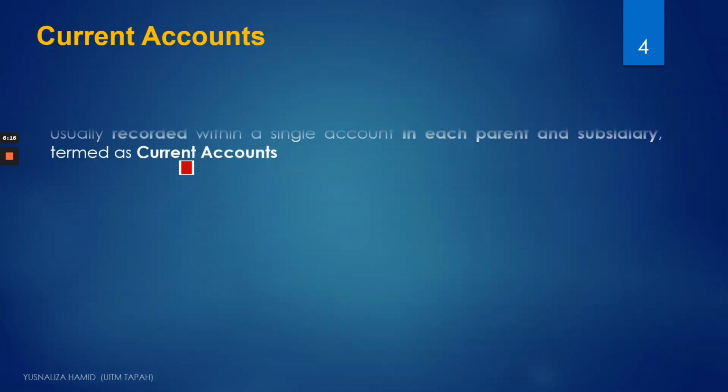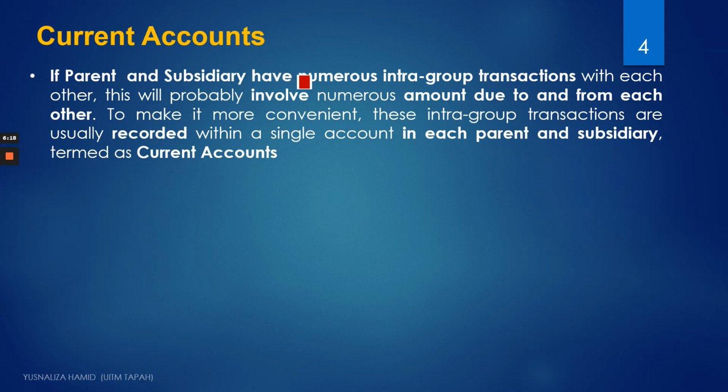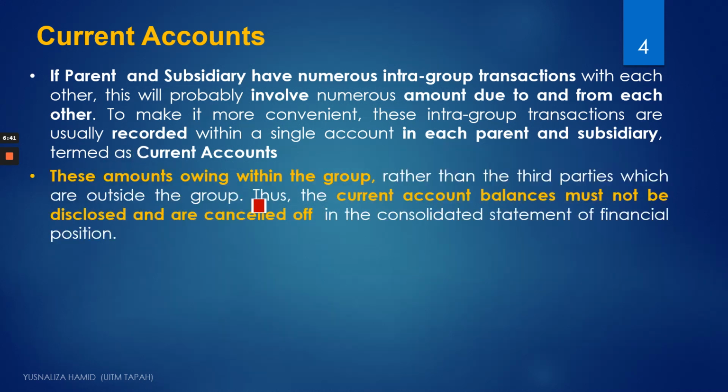Just now I mentioned the current account. If the parent and subsidiary have numerous intra-group transactions with each other, this will probably involve numerous amounts due to and from each other. To make it more convenient, these intra-group transactions are usually recorded within a single account in each of the parent and subsidiary. This account is termed the current account. So these amounts owing within the group, rather than to third parties, as I mentioned, are intra-group transactions.